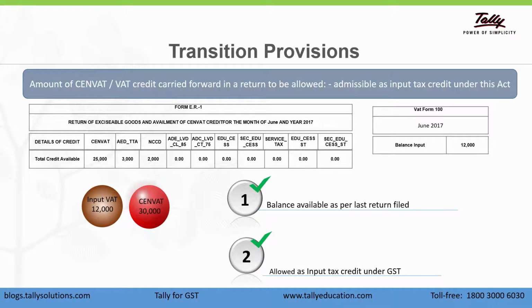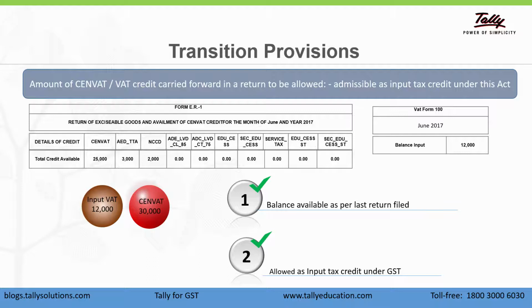The next condition is that the credit should be allowed under GST. For example, a taxable stock item under the current regime is made exempt under GST. In this case, input tax credit on the taxable stock item cannot be claimed on transition to GST. Now, you all might be curious about which tax head under GST will this input credit be carried forward to. Is it going to be CGST, SGST or IGST?